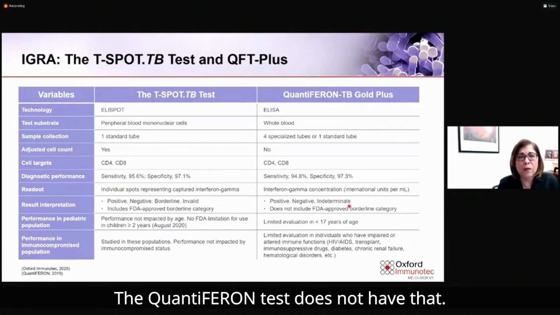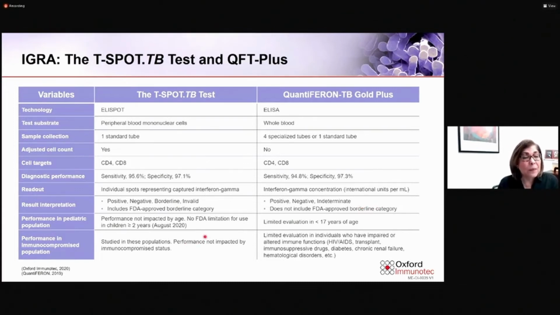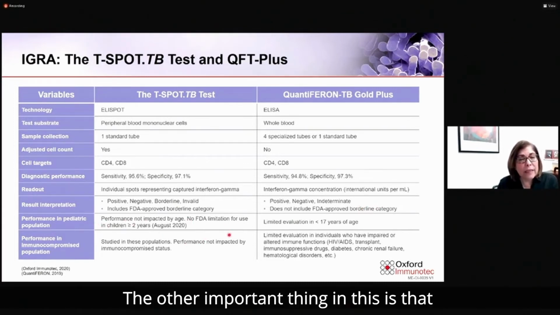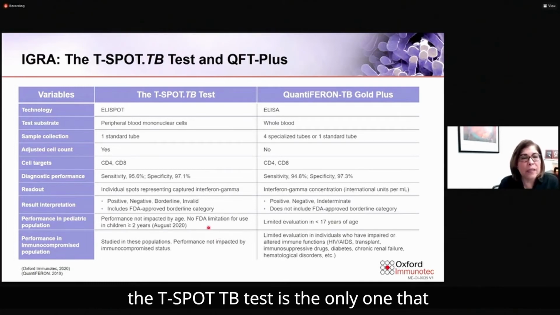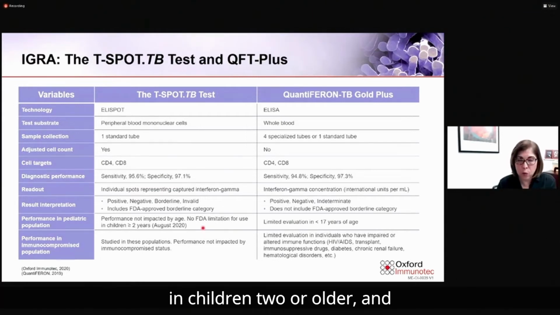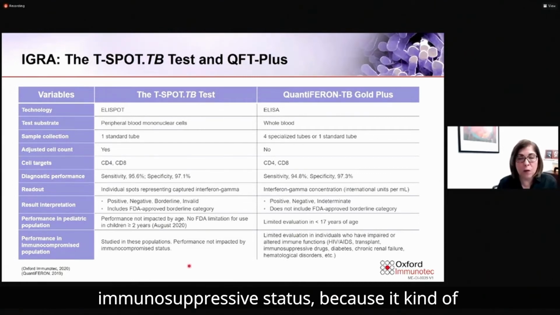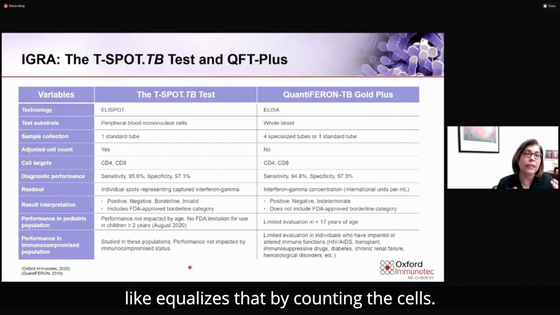The QuantiFERON test does not have that. It's positive, negative, or indeterminate. The other important thing is that the T-SPOT.TB test is the only one that has no FDA limitation for use in children 2 or older, and it is also not impacted by immunosuppressive status, because it equalizes that by counting the cells.